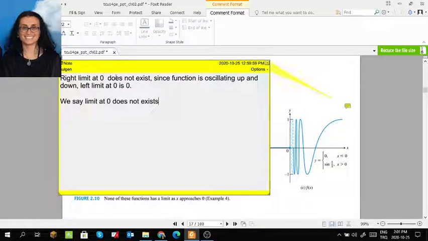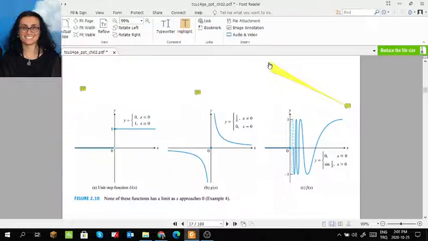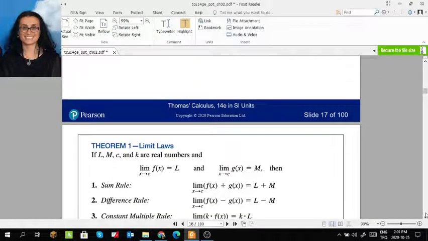If you look at this right limit at 0, it does not exist because it is going up and down, no one value. It's not a unique value, it's going up and down, it is oscillating. We call it oscillating, okay? Oscillating up and down. And left limit at 0 is 0 because it's the constant function 0. We say that the right limit and left limit, they don't agree, so we say that the limit at 0 does not exist. Okay? That's how these functions are.